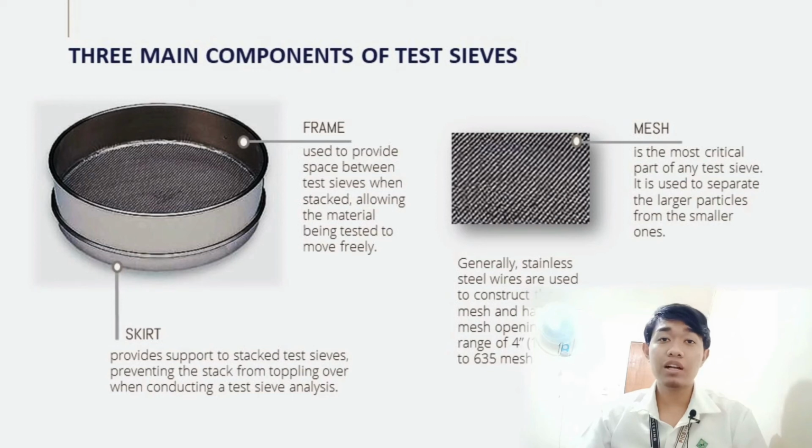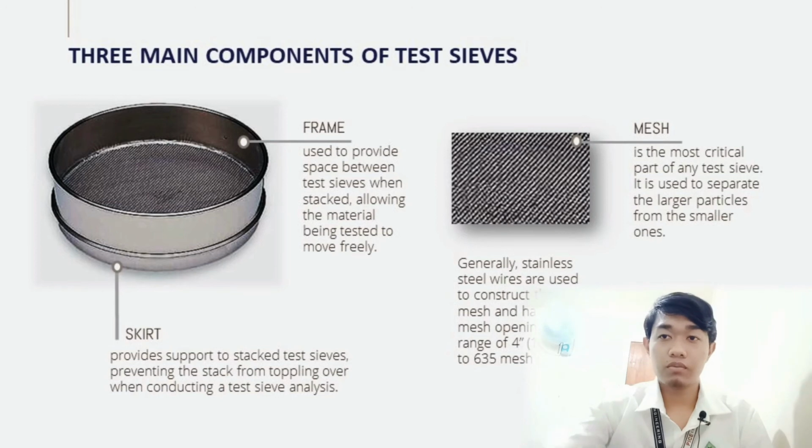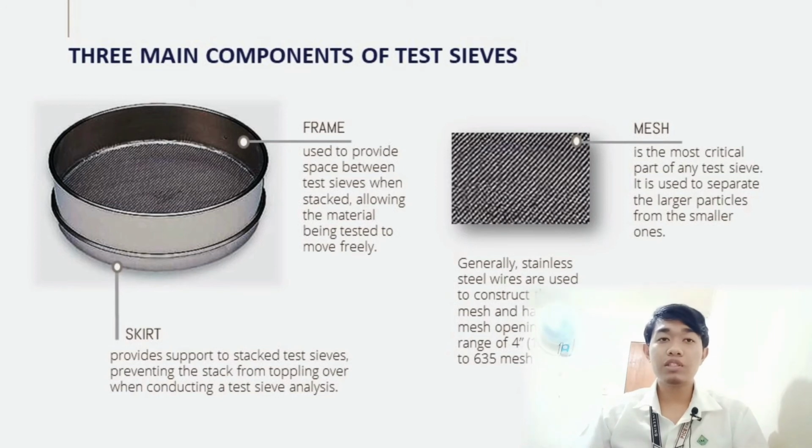Mesh is the most critical part of any test sieve. It is used to separate the larger particles from the smaller ones. Generally, stainless steel wires are used to construct the mesh and have mesh openings that differ in size. The third one is the skirt. It provides support to the stacked test sieves, preventing the stack from toppling over when conducting a test sieve analysis. So basically, yung skirts yung nagla-lock up sa mga sieves from one sieve to another.